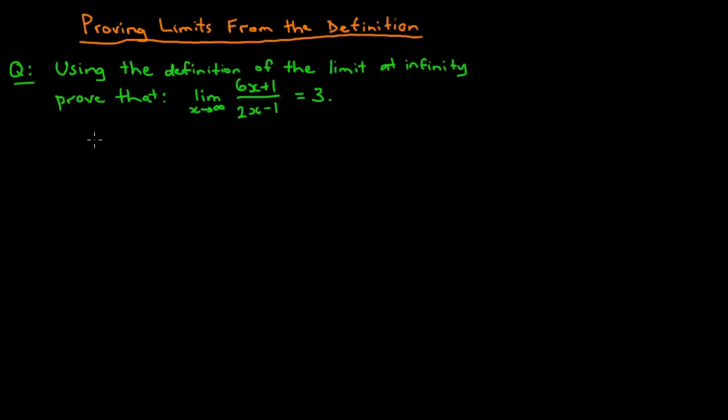Hi, this video is about proving limits from the definition of a limit. We have a question here. Using the definition of the limit at infinity, prove that the limit as x approaches infinity of (6x + 1) over (2x - 1) equals 3. Well, what is the definition of the limit at infinity?